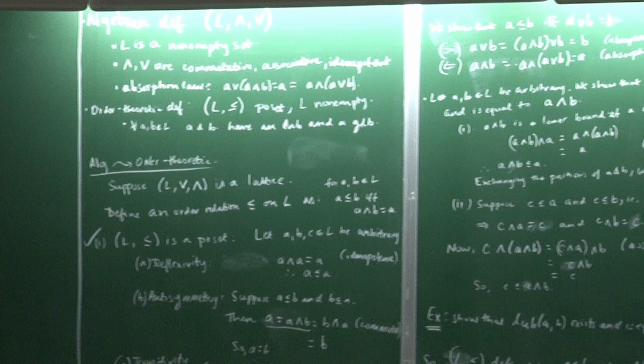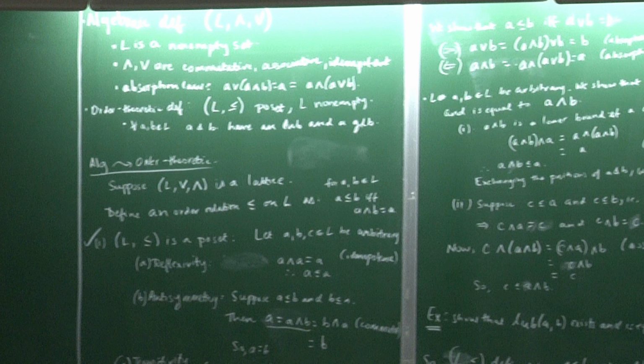Let A, B, and C be arbitrary elements. First, we show reflexivity. A meet A is equal to A, and this is obviously right. If it's not, then you can show this. A meet A is equal to A. Therefore, by definition, A is less than or equal to A. Okay.